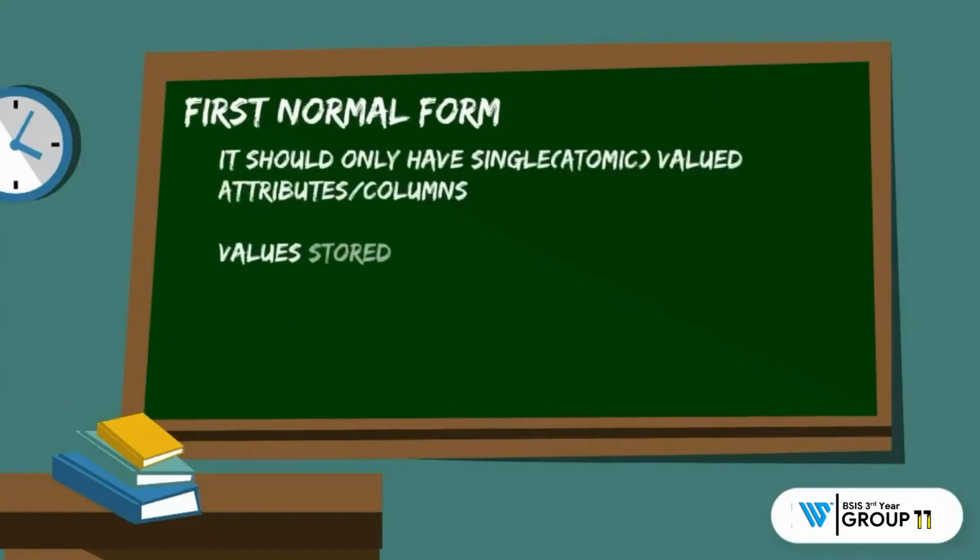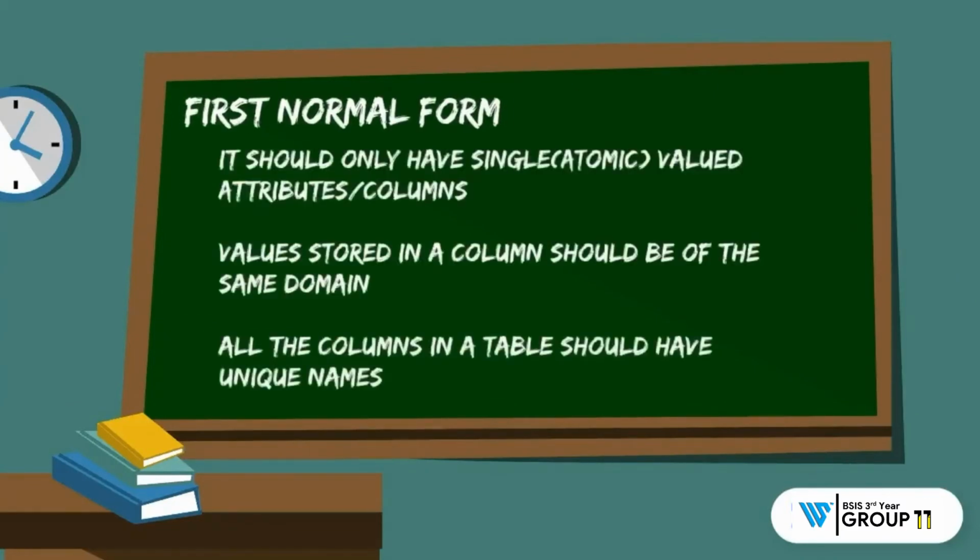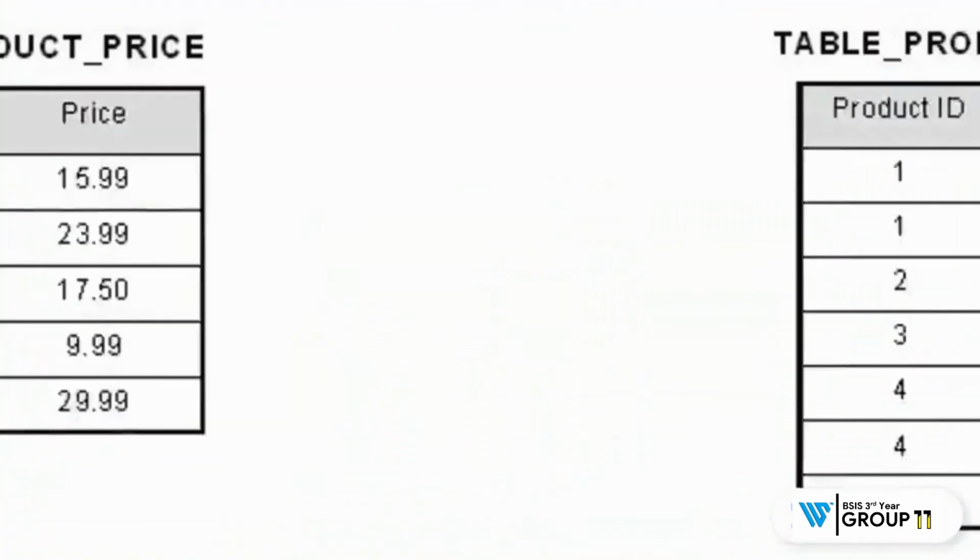First normal form. It should only have single, atomic valued attributes or columns. Values stored in a column should be of the same domain. All the columns in a table should have unique names.